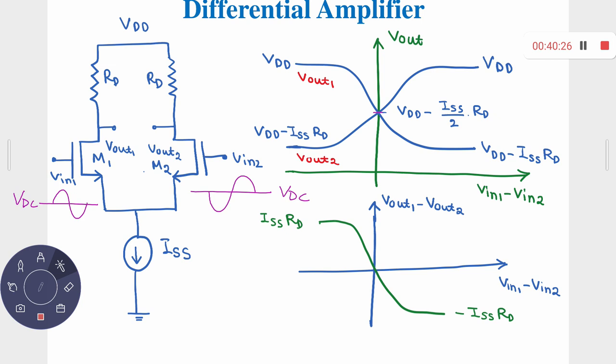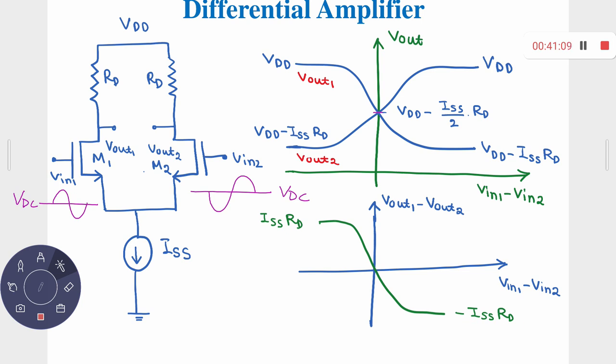Now if you find the differential output voltage, Vout1 minus Vout2, when V1 equals V2, or V1 minus V2 is equal to 0, what is your differential output voltage? 0. Isn't it? Because both of them are the same. When V1 minus V2 is much, much greater than 0, Vout1 is equal to VDD minus ISS RT, Vout2 is equal to VDD only. So the difference is how much? Minus ISS RT.